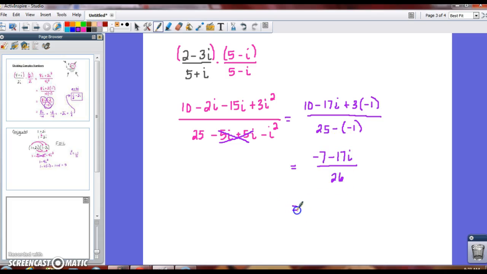I can't simplify that anymore, because there's no common terms between 7 and 17. I don't have any GCF. There's nothing for me to factor out and reduce. So that's my final answer.